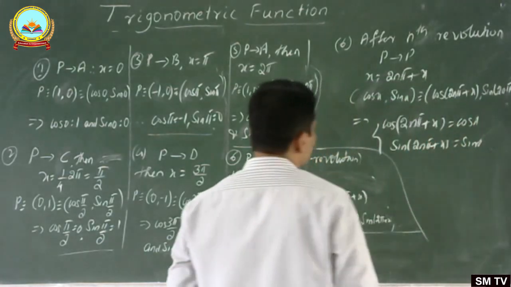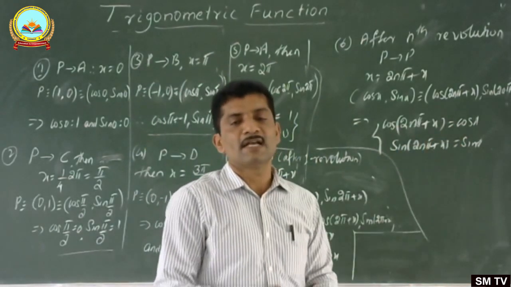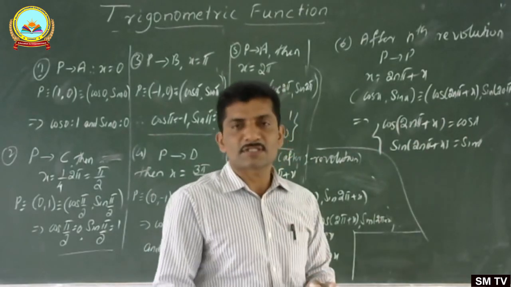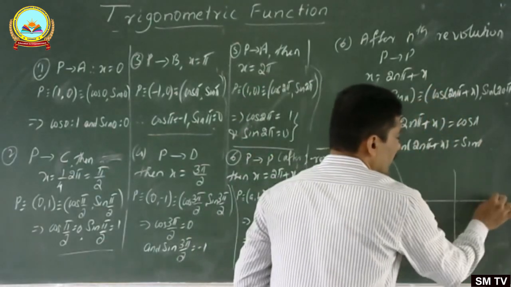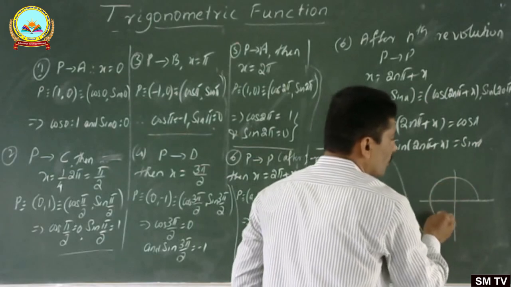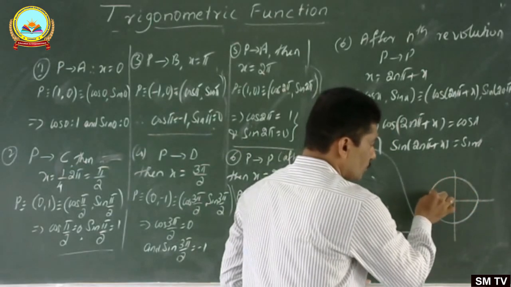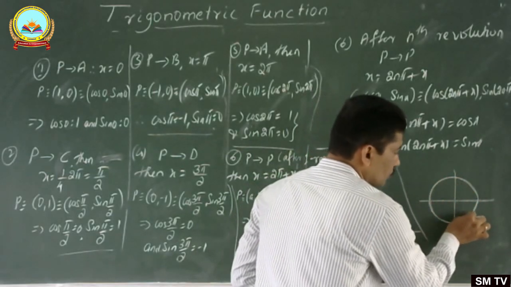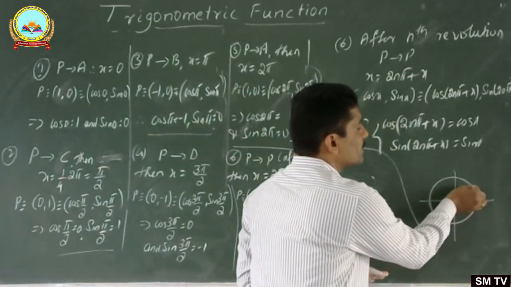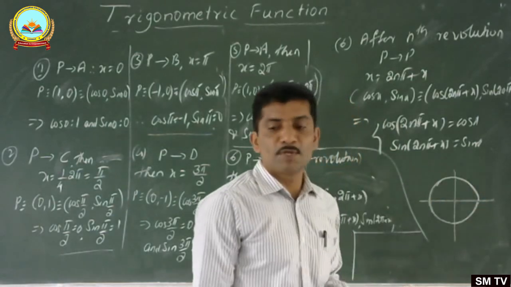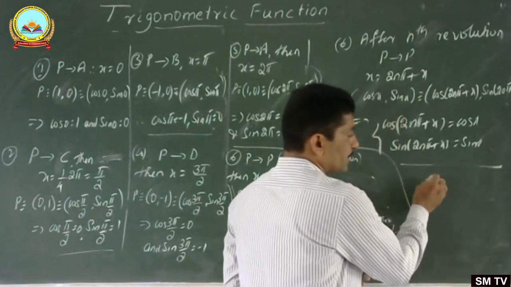This is also a very important result in trigonometry. After one complete revolution, second revolution, third revolution, fourth revolution, you get the same values. It means only the values from 0 to 2 pi are changing. The values change from 0 to 2 pi, 0 degree, 90 degree, up to 360 degree, and after that the same values come again. This is what we call periodic functions. In the second unit you study periodic functions.